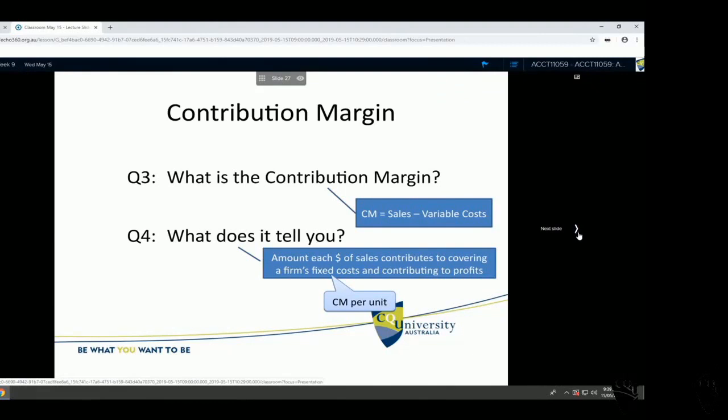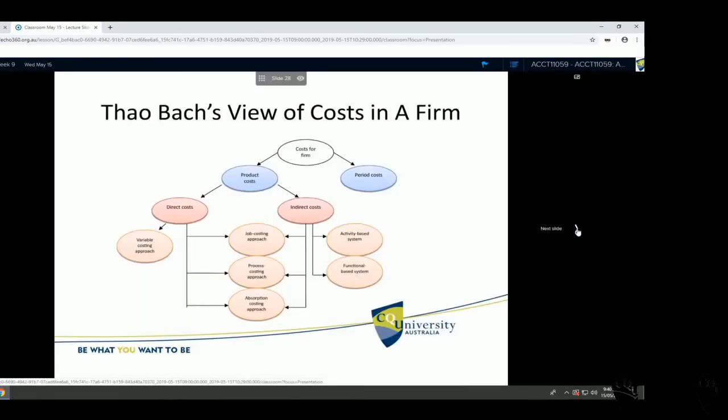So what is contribution margin? Contribution margin equals sales less variable costs. What does it tell you? Well, it tells you the amount of each dollar of sales that contributes to covering a firm's fixed costs and contributing to profits. This is a very useful thing to know in business, and it can be the contribution margin per unit. Think about it. That's in the assignment, so you'll be able to work on that.